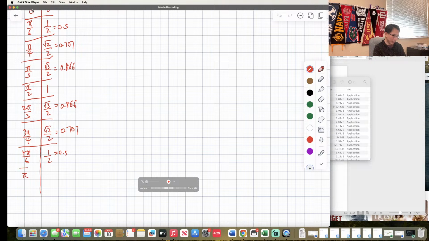If I plug in pi, what am I going to get? Zero.